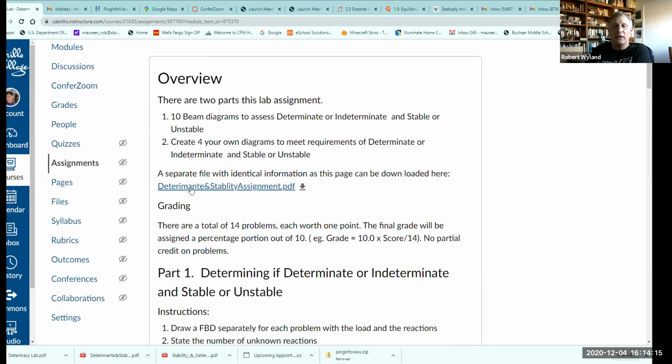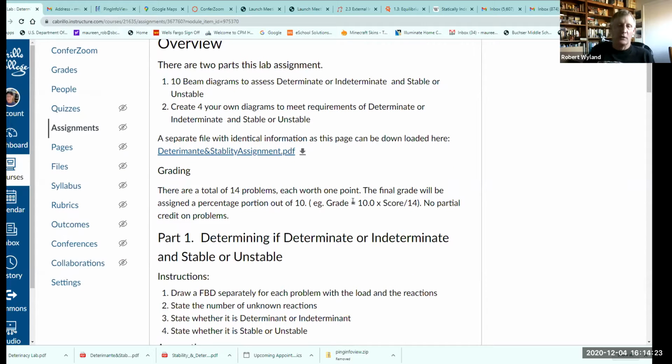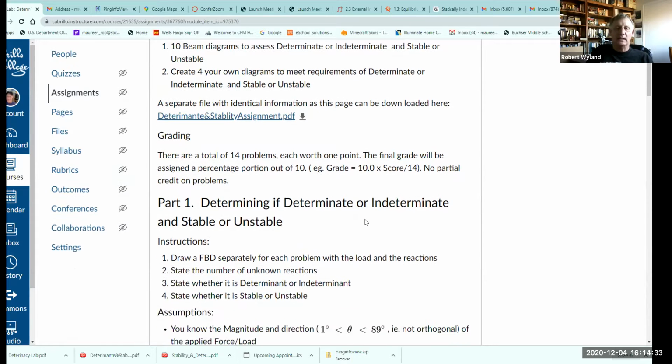So you can download this file, which is everything that follows in this whole assignment if you like. You can have that as your own to work with or write on. I don't particularly care if you write right on the sheet that you print out. That's fine with me.